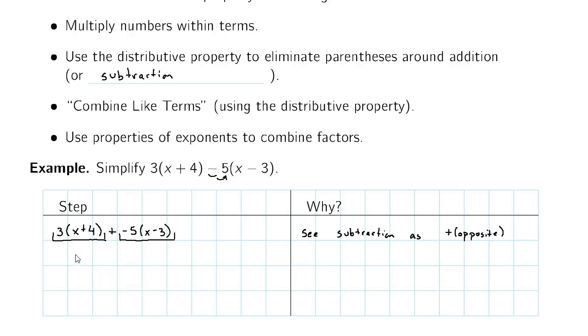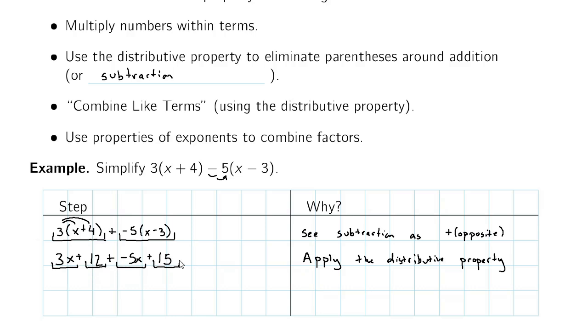So within each term then, I can use the distributive property, right? We'll distribute: 3 times x plus 3 times 4 is 12, plus negative 5 times x, plus negative 5 times negative 3 is positive 15. And why can I do that? What I'm doing here is applying the distributive property. And notice that now that I've eliminated those parentheses, I have 1, 2, 3, 4 terms.